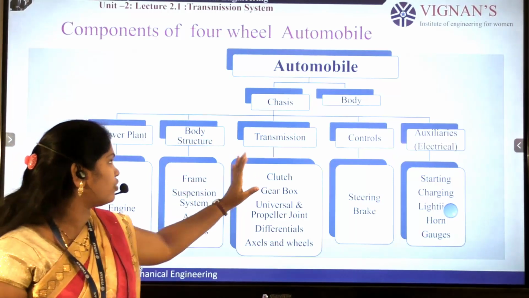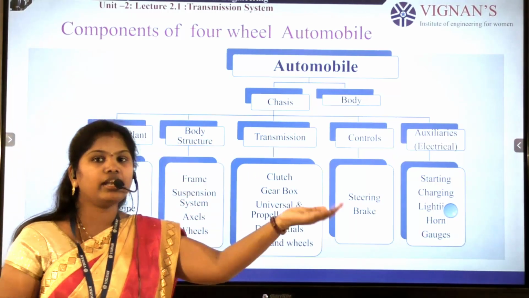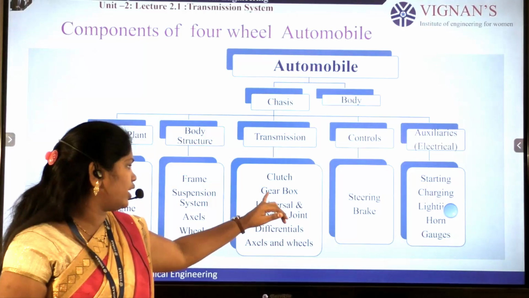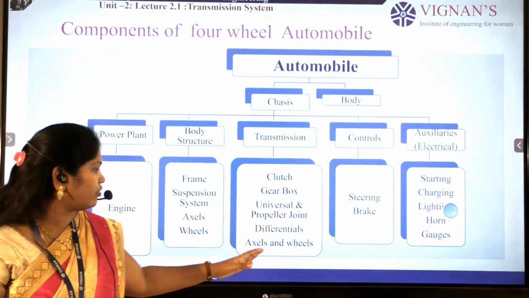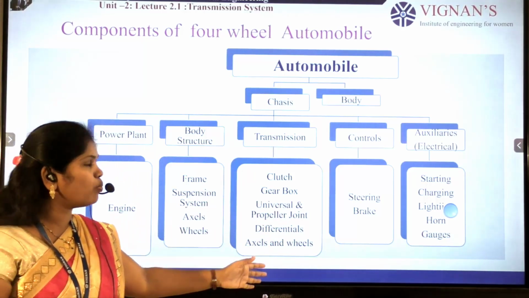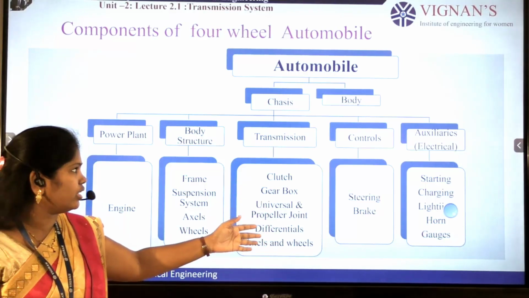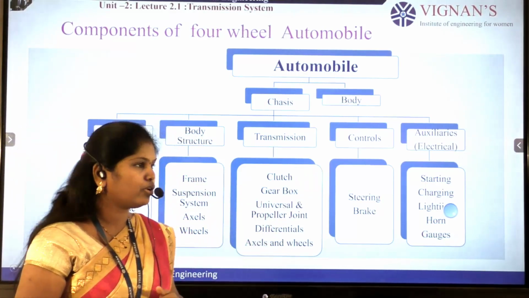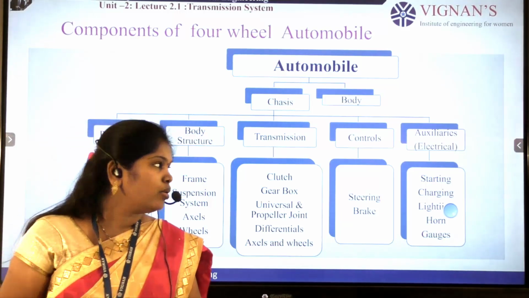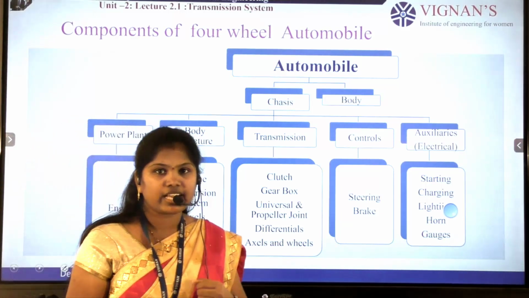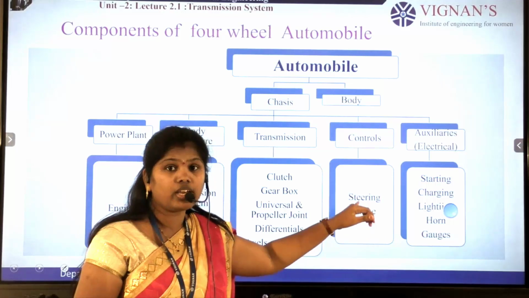It will transfer the power from the power plant unit to the final axles. So clutches, gearbox, universal and propeller joint, differential and axial wheels, these are the components in the transmission unit. Next, control unit. The control unit will control the vehicle with the help of the steering and brakes. So these two are the control units.